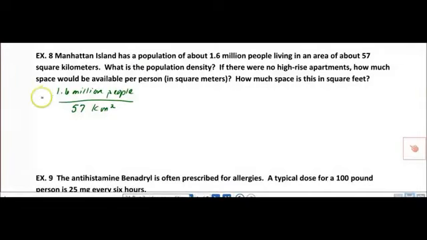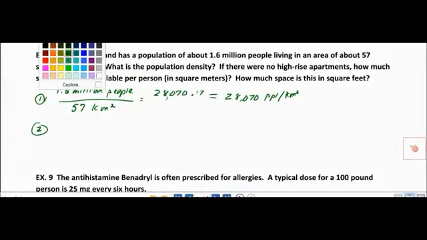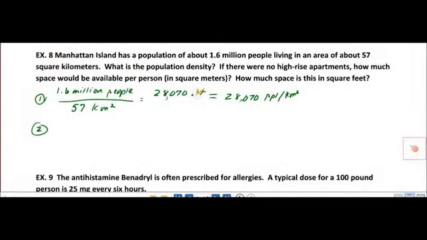So question 1, what is the population density? Well, we're going to take the number of people, 1.6 million people, divide it by the 57 square kilometers and come up with the population density, people per square kilometer. So we end up with 28,070 people, 0.17. And since we're dealing with people, we need to just ignore that 0.17 there at the end and say that the population density is 28,070 people per square kilometer.